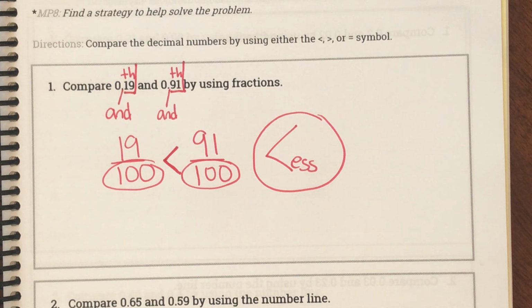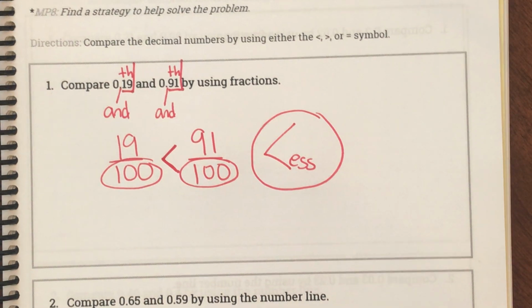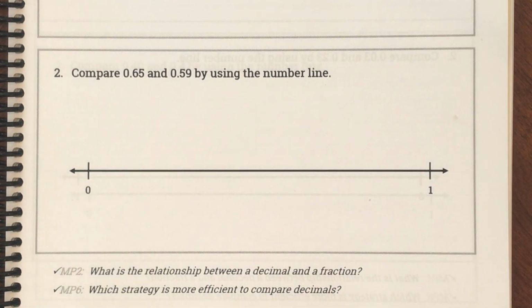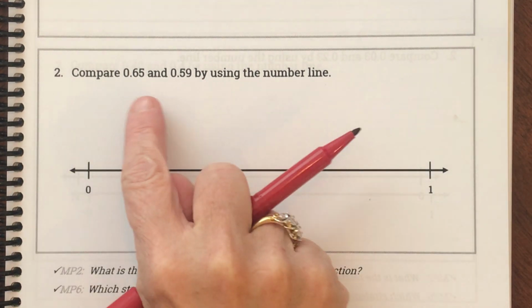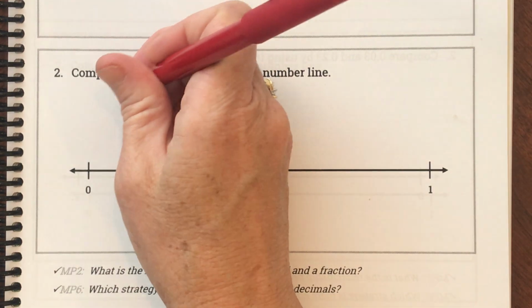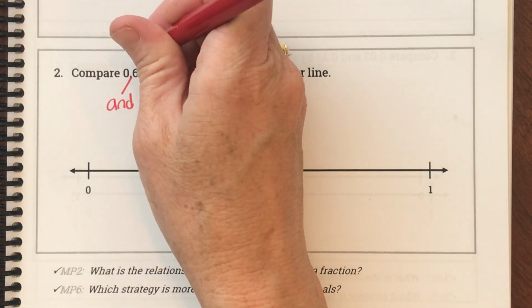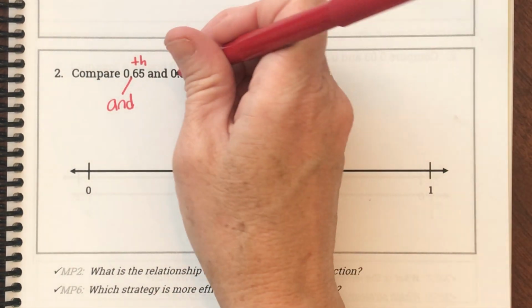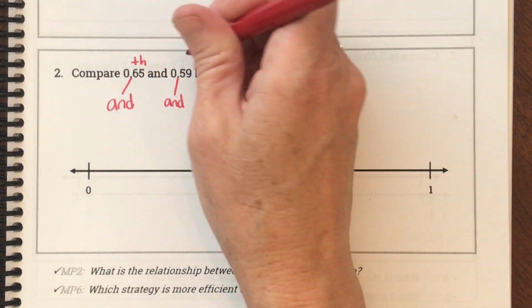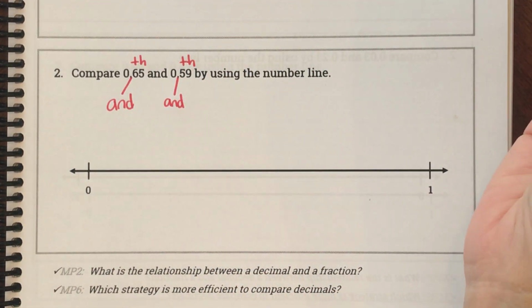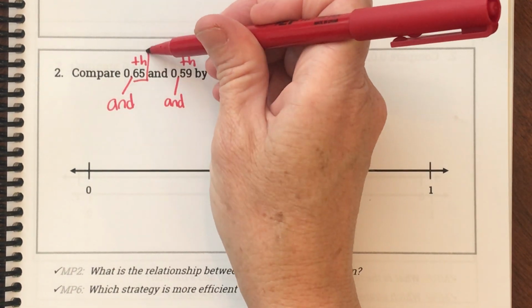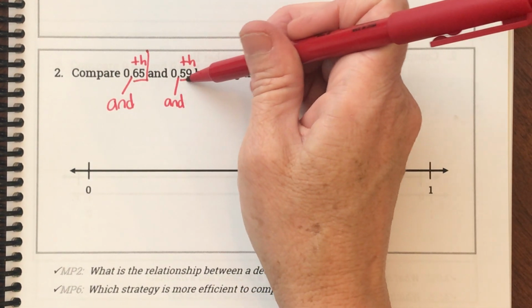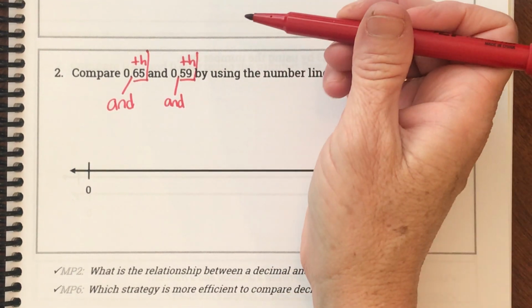Okay, let's look at my next one. It says compare these two decimals by using a number line. Okay, so first, how do we say these correctly? Let's put our place values, tenths and hundredths. Okay, so this says 0 and 65 hundredths, and 0 and 59 hundredths.